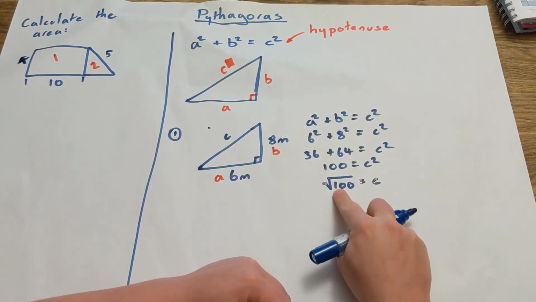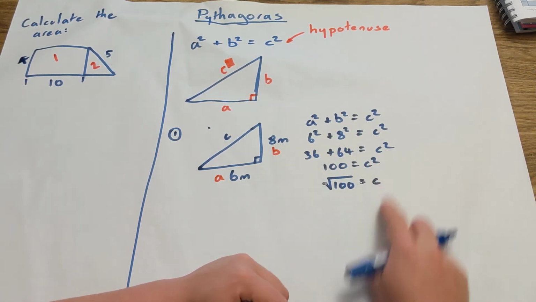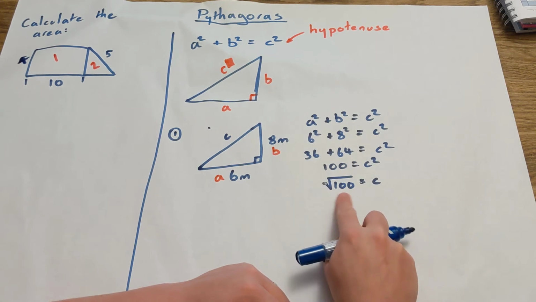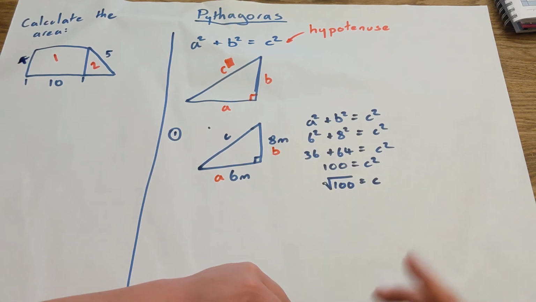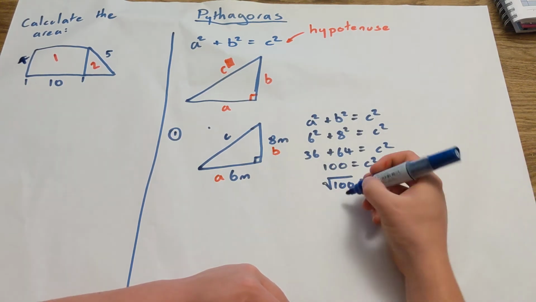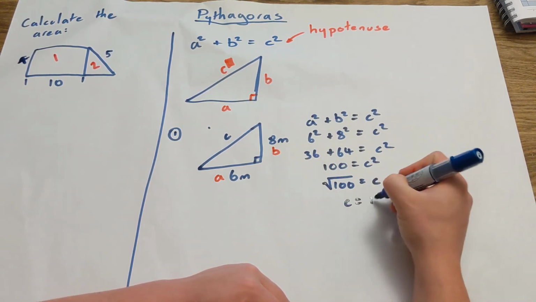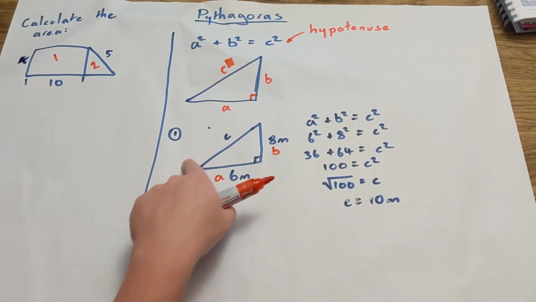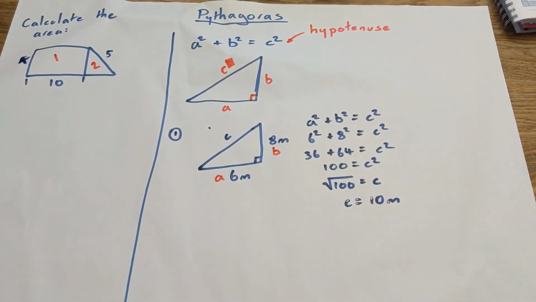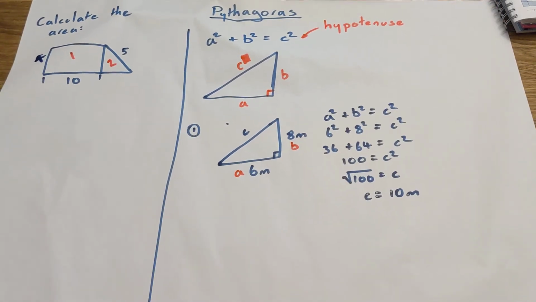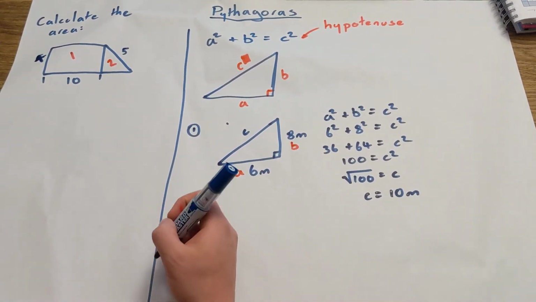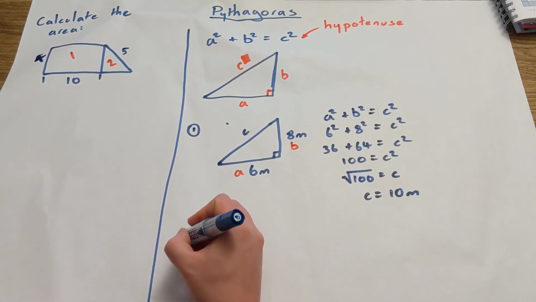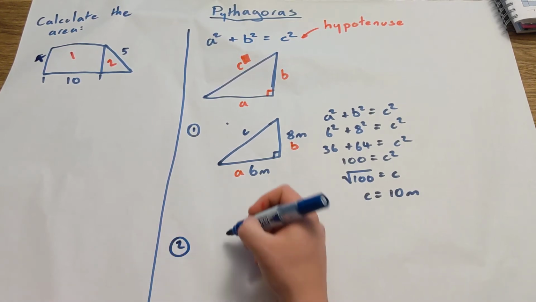okay? Because the square root is opposite to squaring it, okay? Then the square root of 100, well, that means what number do I times by itself to make 100? We can use a calculator if we want, but that gives me c equals 10 meters, okay? So that's what size that side there is, okay? It's 10 meters. Okay, let's look at another one just so we can practice using this equation, subbing it in.